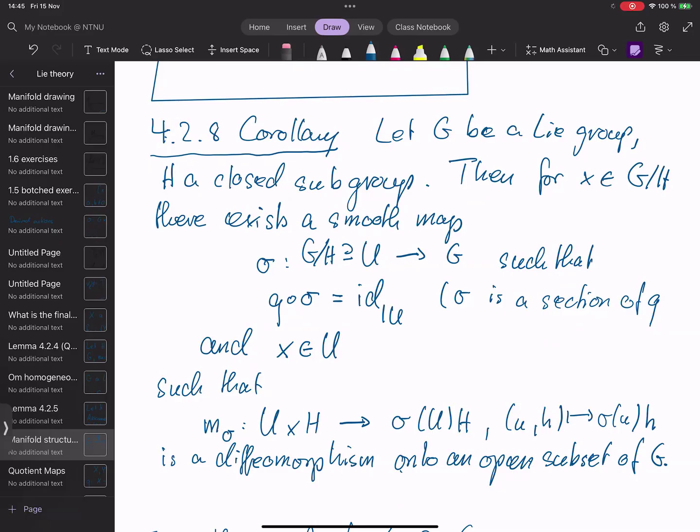And the proof of this is not hard, but it's maybe a nice exercise to study how this follows directly from the construction in 426.